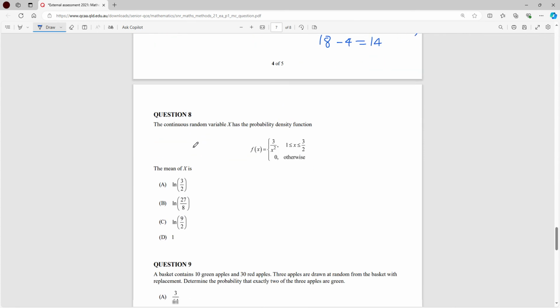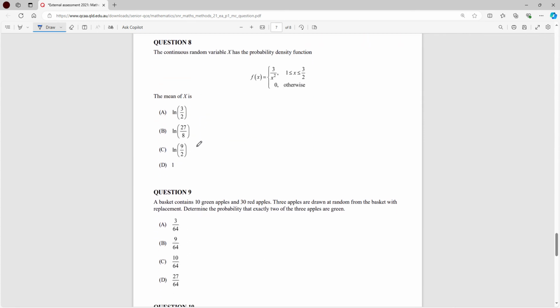All right, so question 8. Continuous random variable x has a probability density function, find the mean of x. So if you're given a probability density function, remember your expected value or your average will be the integral from your two bounds. Now it's written as negative infinity to infinity of x times by whatever your function is. So in our scenario here, E of x, your expected value, will be the integral from 1 to 3 on 2 of x times by 3 on x squared.